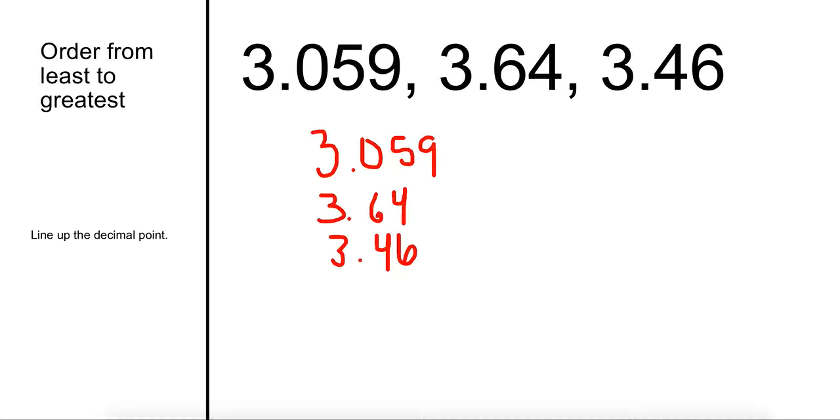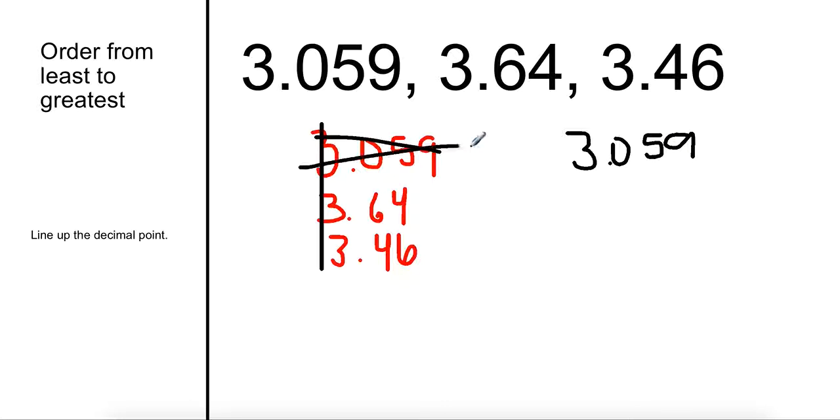All right, so now we got to go through them. The 3's are the same, so we can cross them off. Here we go. Here's where the differences are. We have a 0, a 6, and a 4. Well, 0 is the smallest, so 3.059 is the smallest number. That one is now gone. Now we look at these last 2. Still in the 10th place. The 4 is smaller than the 6, so 3.46 would be next. And then 3.64. You have your least to greatest.